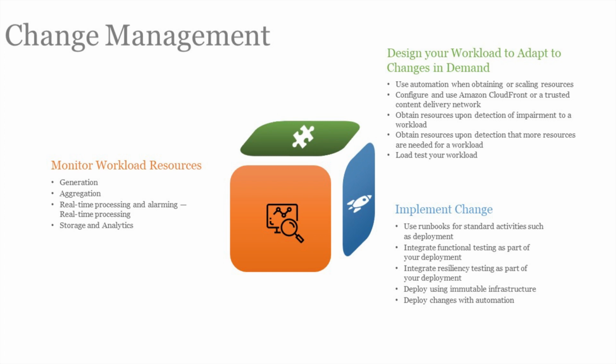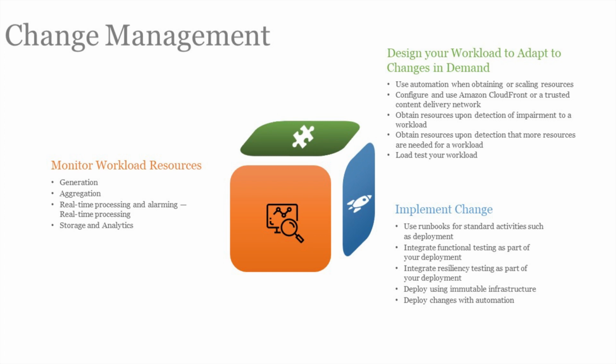Configure and use Amazon CloudFront or a trusted content delivery network. Your content delivery network services, such as CloudFront, can serve static content to your end users, which not only reduces load on your compute resources, but also provides an optimal experience to the clients. Obtain resources upon detection of impairment to a workload. Instead of just monitoring your resource metrics, you should monitor the overall workload metric to detect failures by using health checks. These resources should be reactively scaled by using automatic or manual mechanisms.